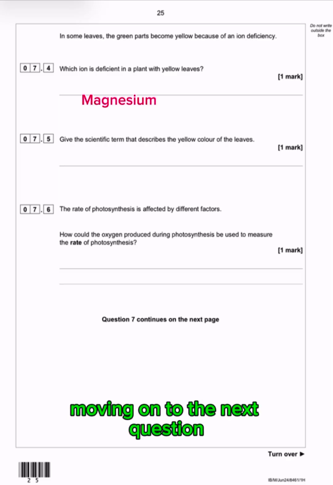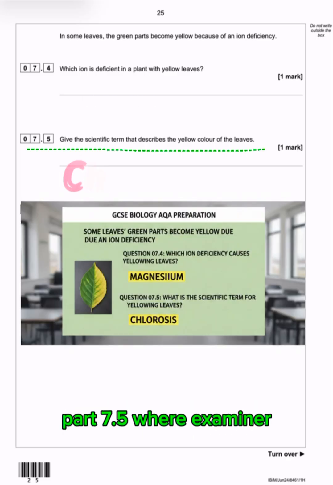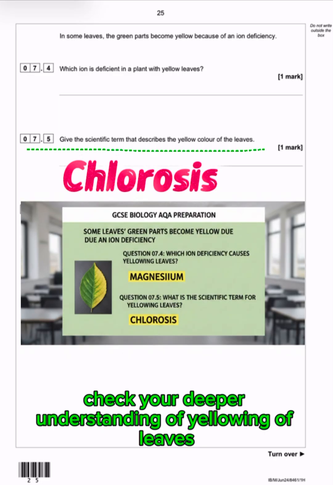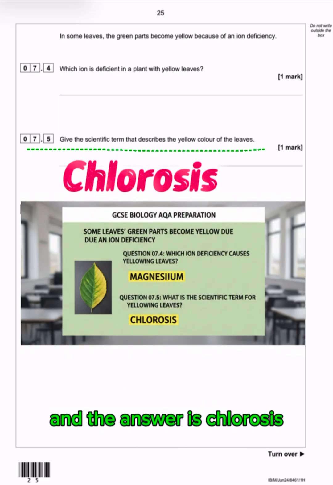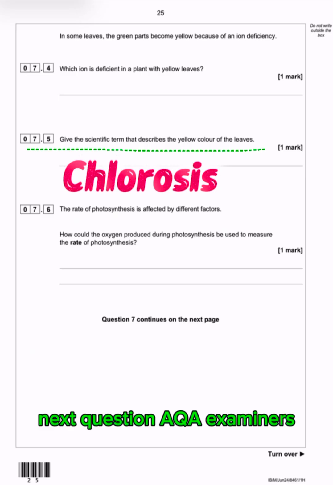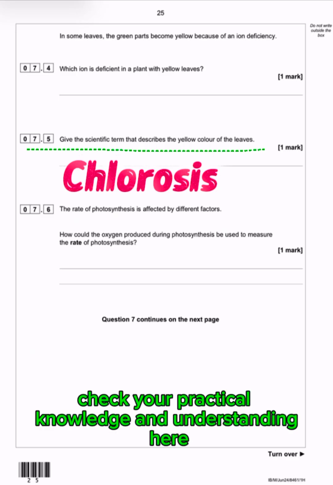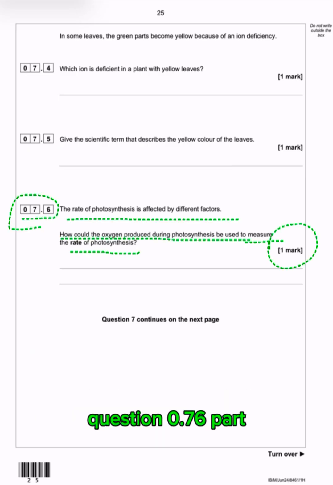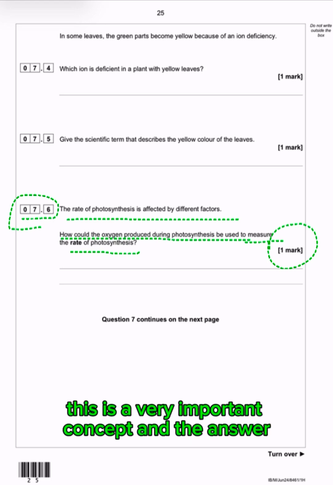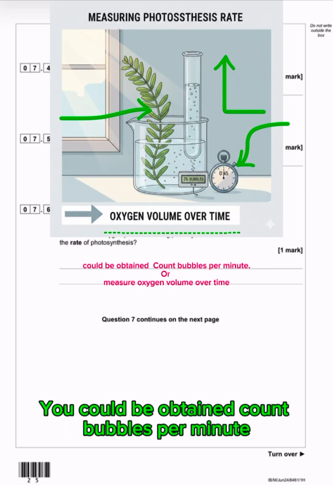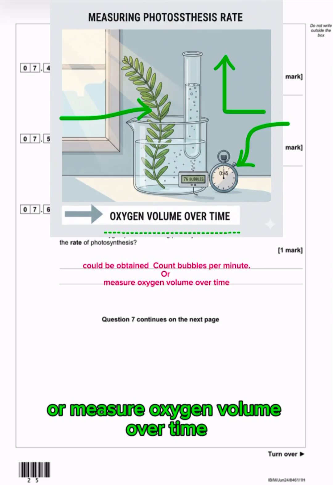Moving on to the next question, part 7.5, where the examiner checks your deeper understanding of yellowing of leaves. What is this scientific term called? And the answer is chlorosis. Next question, AQA examiners check your practical knowledge and understanding here. Question 7.6 asks you to explain how oxygen produced during photosynthesis can be used to measure the rate of photosynthesis. This is a very important concept, and the answer is to count bubbles per minute or measure oxygen volume over time.